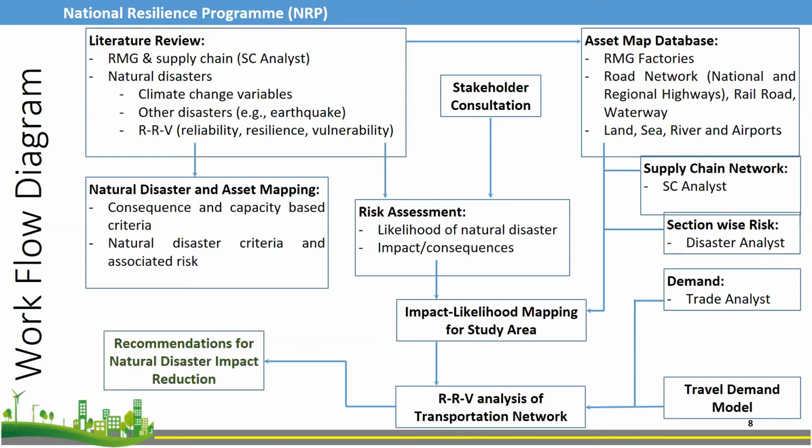Then we incorporated the supply chain, the disaster data that I just mentioned, and the trade volume that we expect to experience in the future. From that, we created a transportation model. When we input all those data into the transportation model, we could simulate different kinds of disasters and see how the supply chain gets affected by them. Then we came up with recommendations for natural disaster impact reduction.